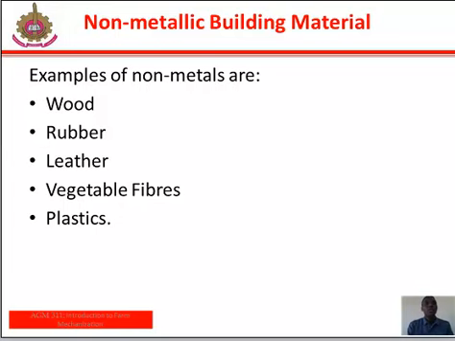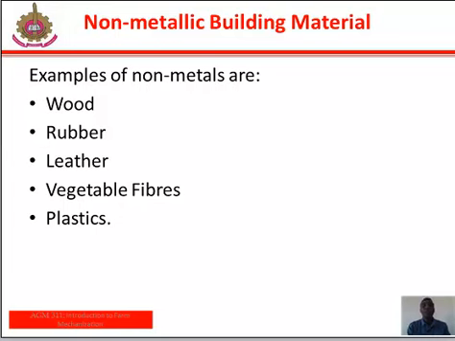Then we have non-metallic building materials. Examples of non-metals are wood, rubber, leather, vegetable fibers, and plastics. Wood is particularly useful in building construction as frames for doors, windows, and roofing planks. Wood used for structural purposes is called lumber.